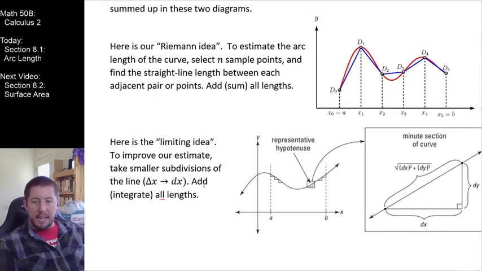So here's our limiting idea. To improve our estimate, we take smaller subdivisions of the line. We let our delta x term, our measurable finite amount right here, become dx, our infinitesimally short length right there. And we add up all those lengths. Well, literally the integral symbol is an S to stand for sum, because we're going to sum all those up.